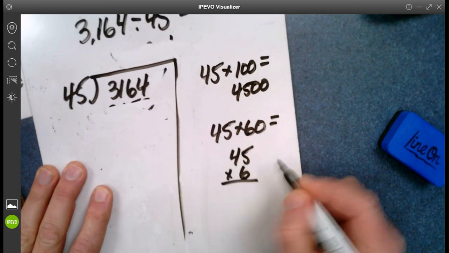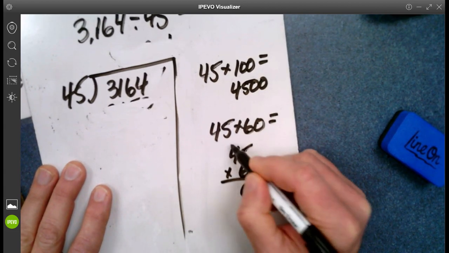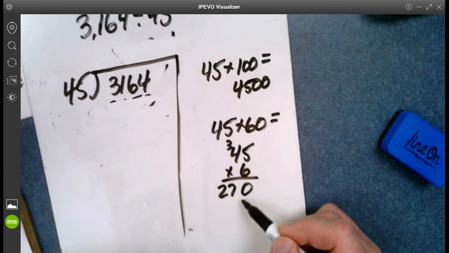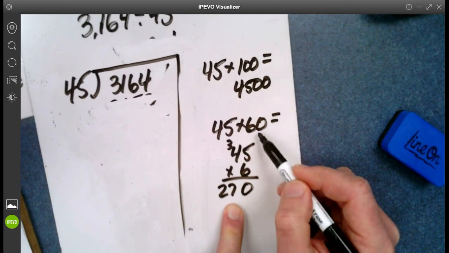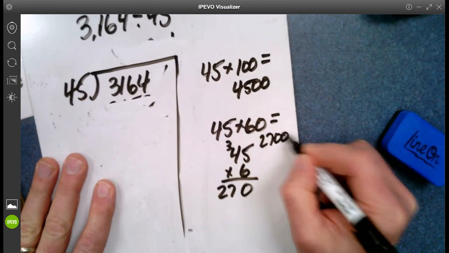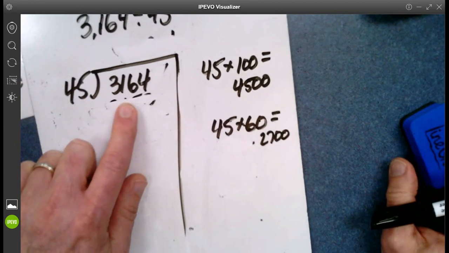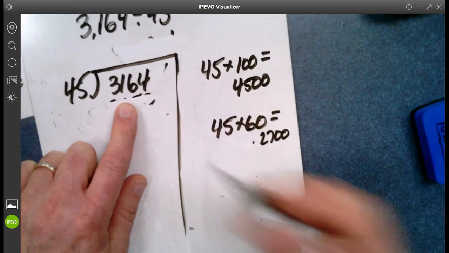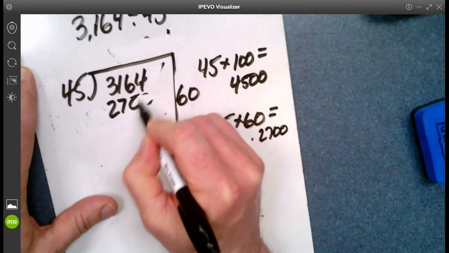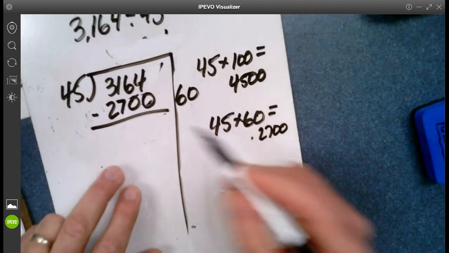45 times 6, 5 times 6 is 30. 6 times 4 is 24, plus 3 is 27. So 45 times 6 is 270. So then what's 45 times 60? Well, that becomes 2700. Okay, so I can totally work with 2700. It's less than 3164. So I'm going to work with the 60, and I get 2700. And now I'm going to subtract.